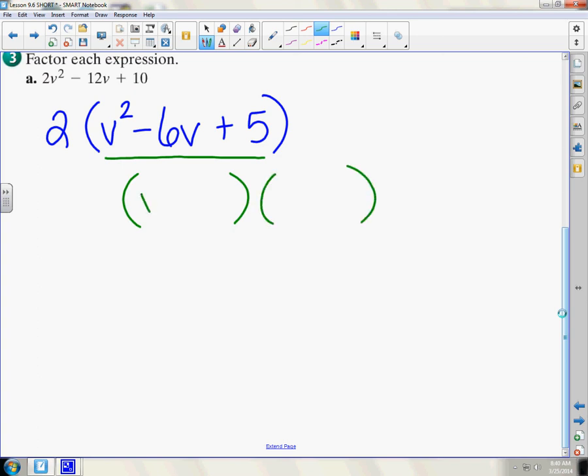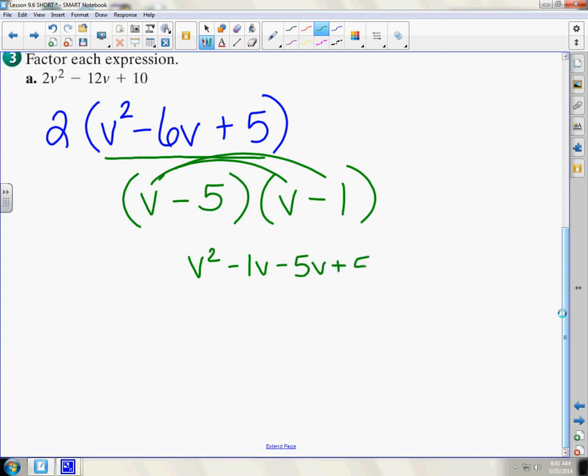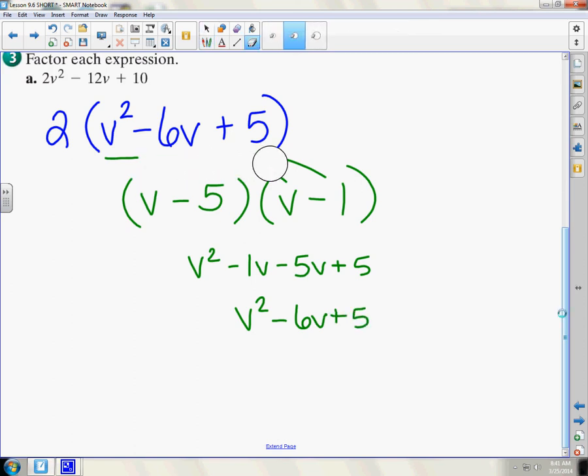So I know I'm just going to have v squared as my first. And then I have to get 5. But look, it has to be a negative 6 in the middle. So if I did negative 5 and negative 1, negative 5 plus negative 1 would give me my negative 6, and negative 5 times negative 1 is a positive 5. So if I try this, I get v squared minus 1v minus 5v plus 5. So that works. V squared minus 6v plus 5. So I know that this is correct.